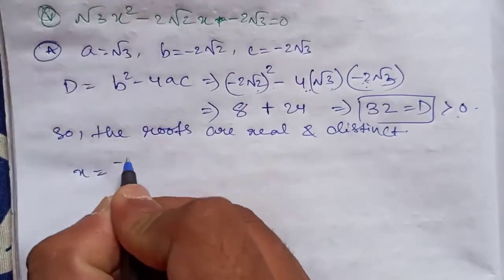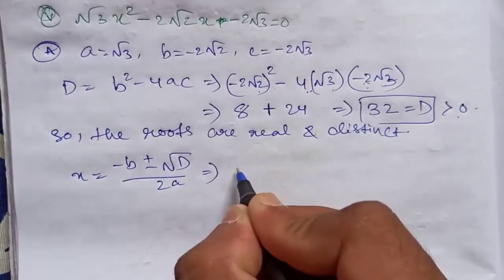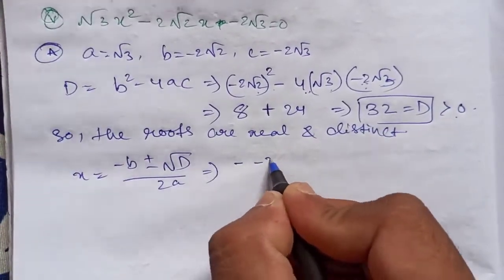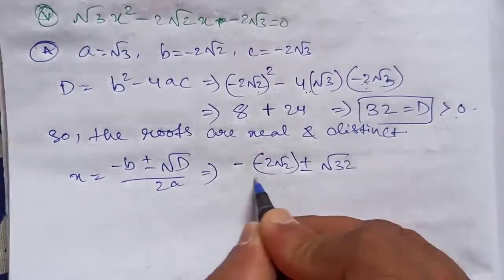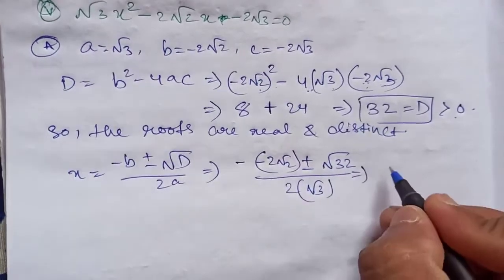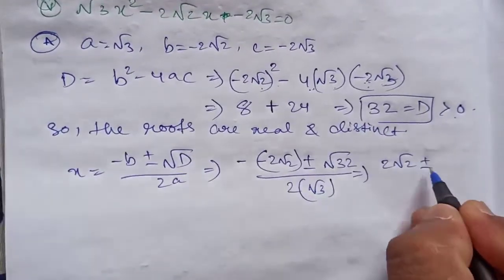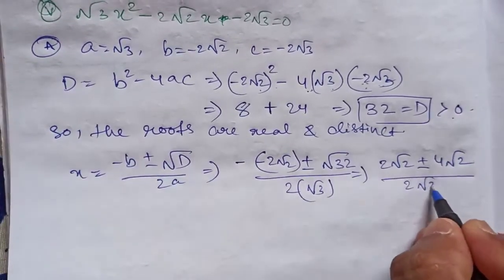That is x equals minus b plus or minus root d by 2a, which implies minus b how much? b is minus 2 root 2 plus or minus root 32 by 2 into root 3. Okay. Minus is plus 2 root 2 plus or minus root 32 is 4 root 2 divided by 2 root 3.